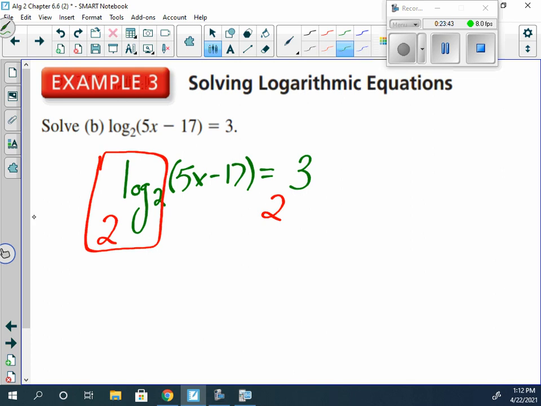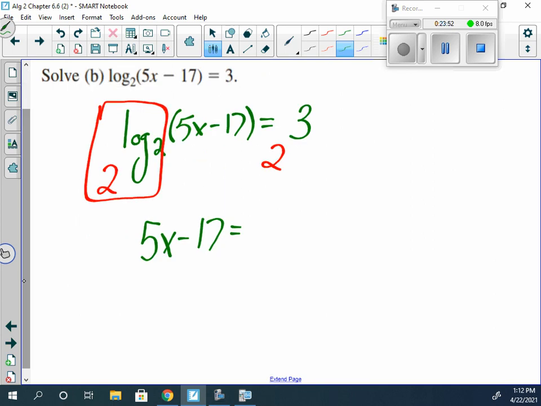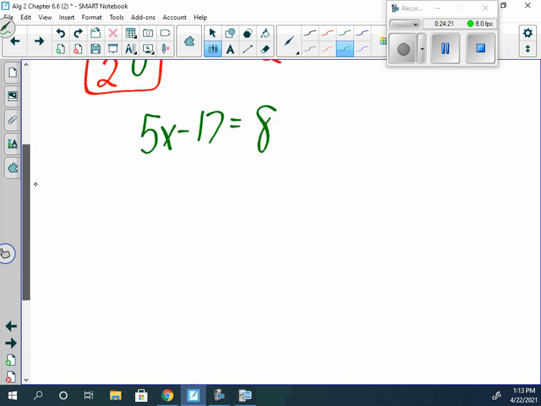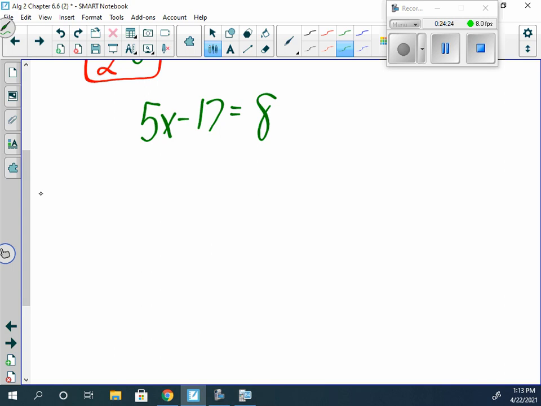This will simplify out and just leave us with 5x minus 17 is equal to, wait a minute, we have 2 to the third, yes? Is that a nice number? Because what is 2 to the third? 8. Because if we do get nice numbers, might as well just simplify it. If we leave it as 2 to the third, anything else we do to it, we can't just combine it. So if we get a number that works out nicely, go on and simplify it.